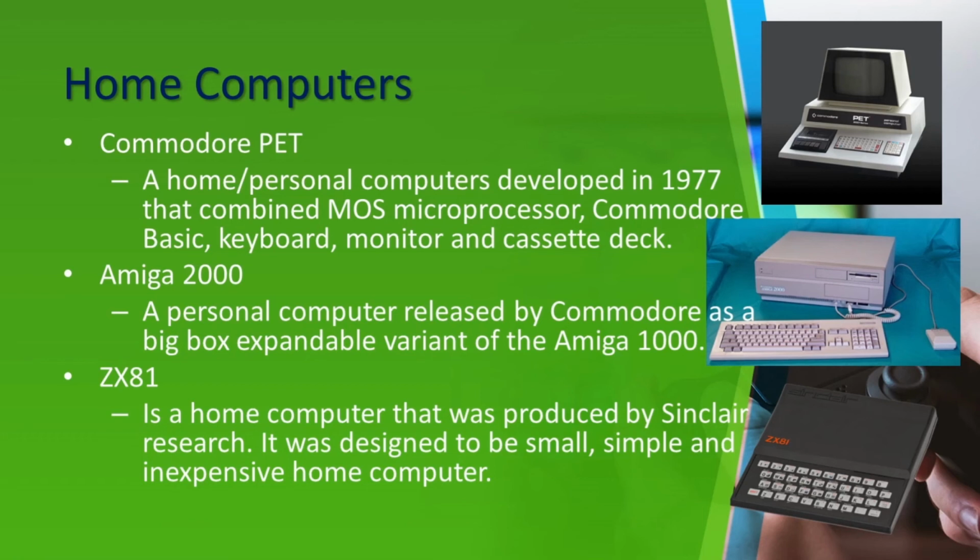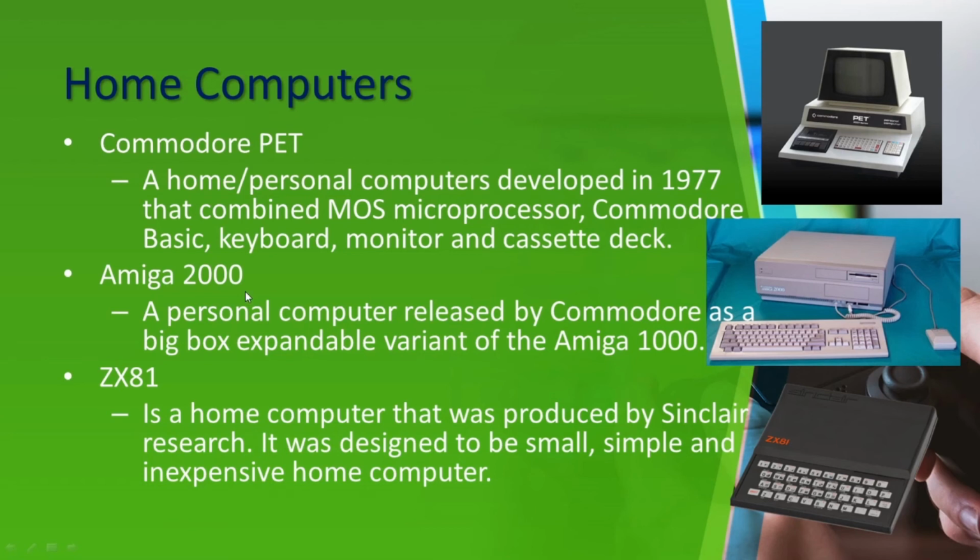Next, let's have a brief history of home computers. The first one is the Commodore PET, a home personal computer developed in 1977 that combined a MOS microprocessor, Commodore BASIC, keyboard, monitor, and a cassette deck. This is basically your Commodore PET. Okay, so this is the predecessor of the personal computer that we know nowadays.